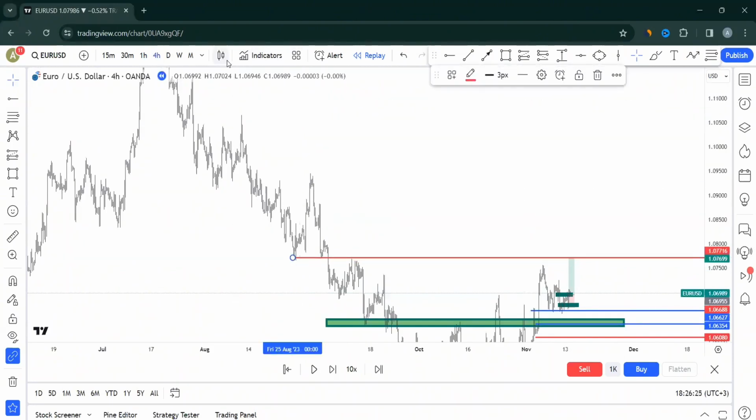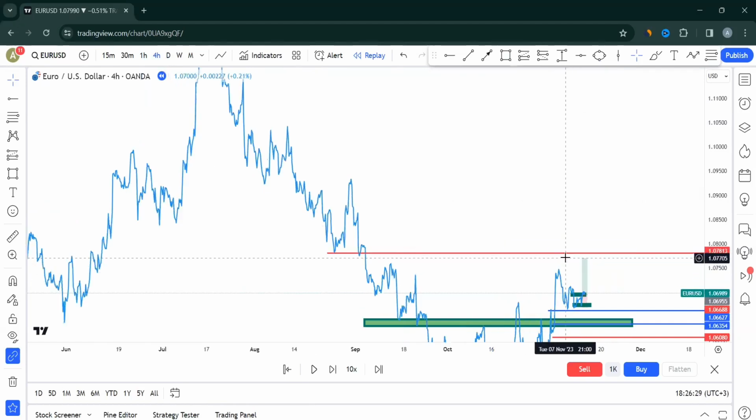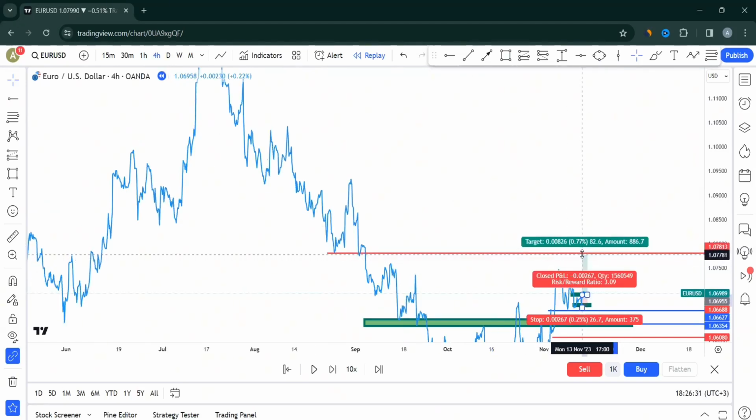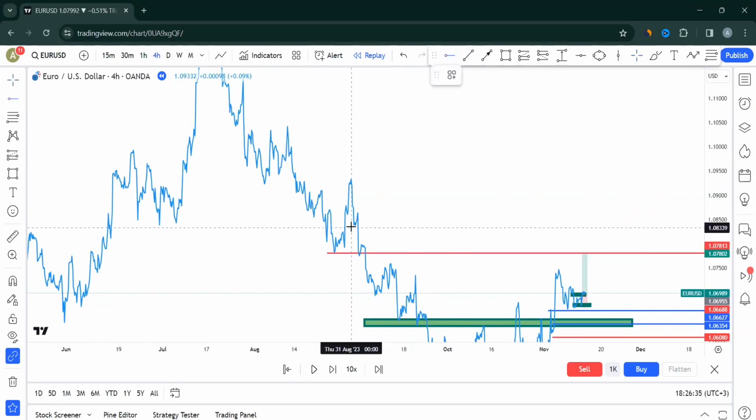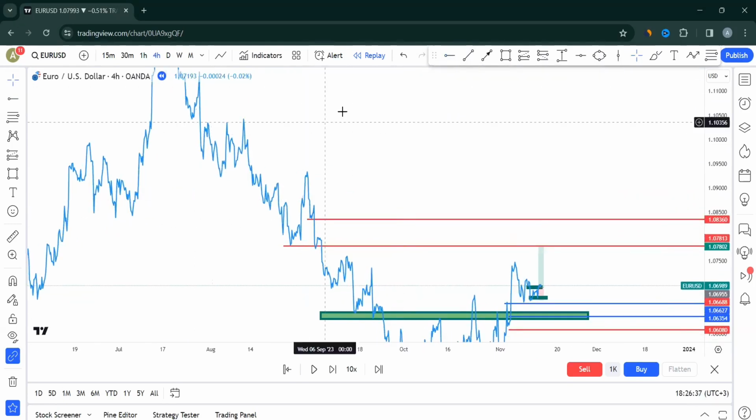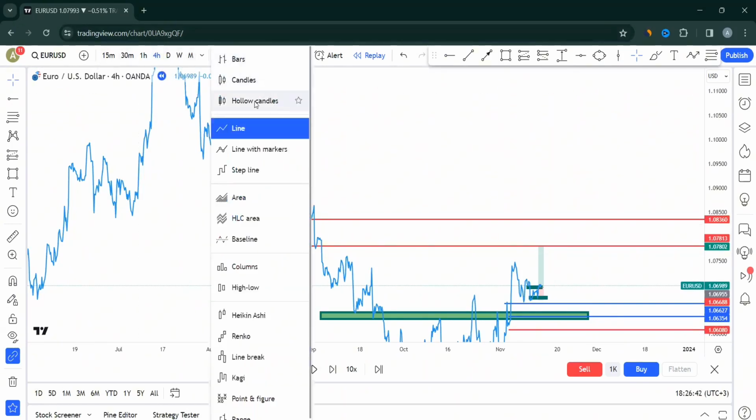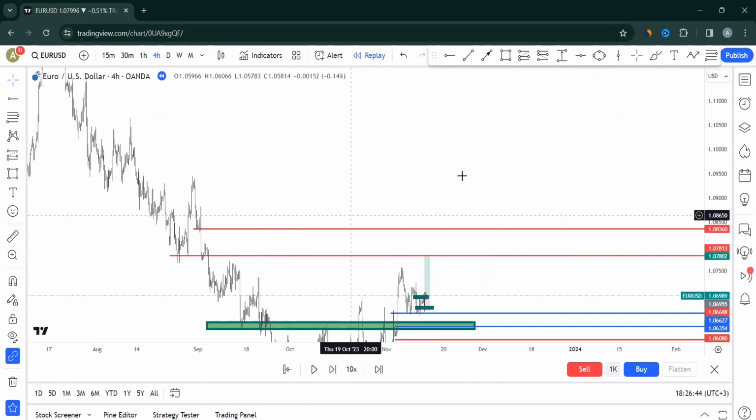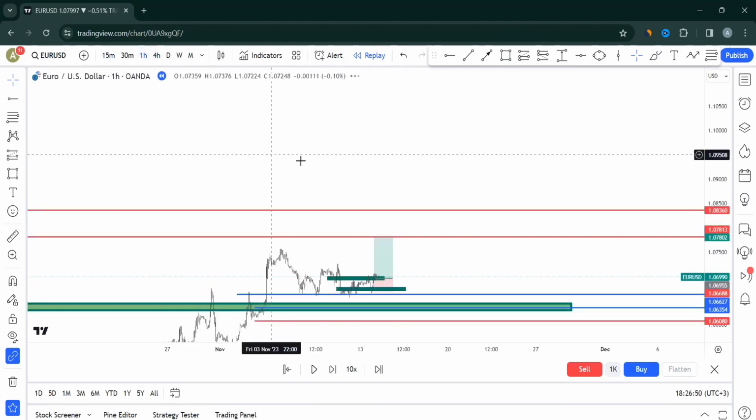Let me just go to line chart so that I can get the closure of price. This one here, this closure of price, and then the next one could be this one, this closure of price here. You can also see the same levels in daily time frame. It is easier to get them in a daily time frame. So let me just go back to our time frame that we're using for entry.